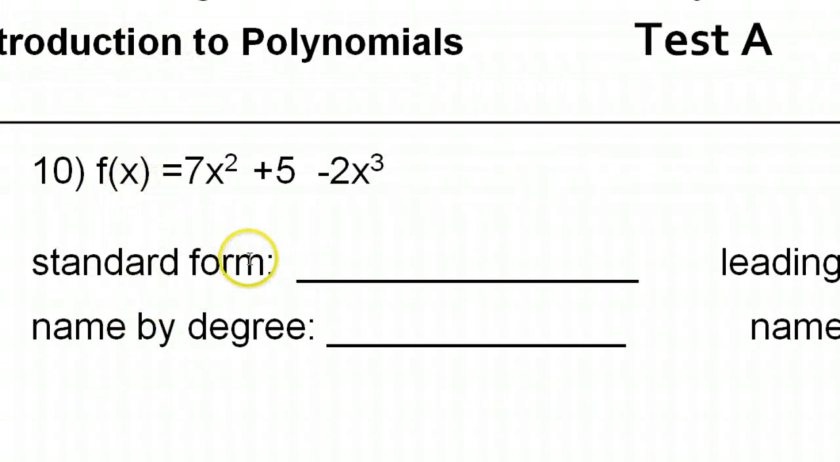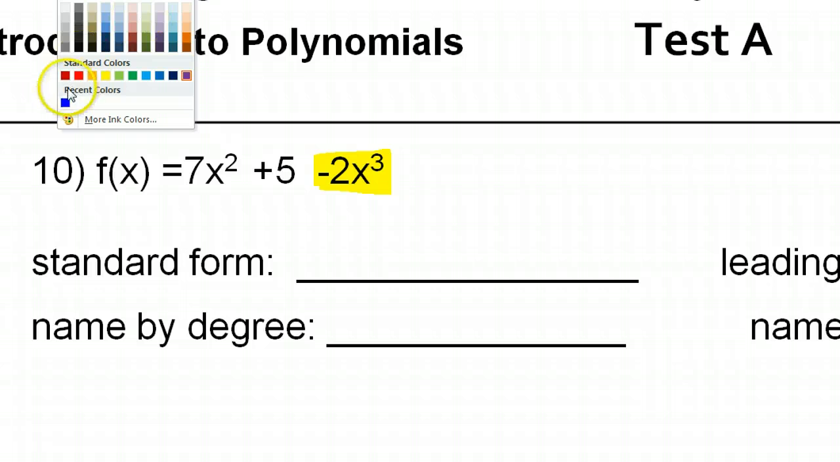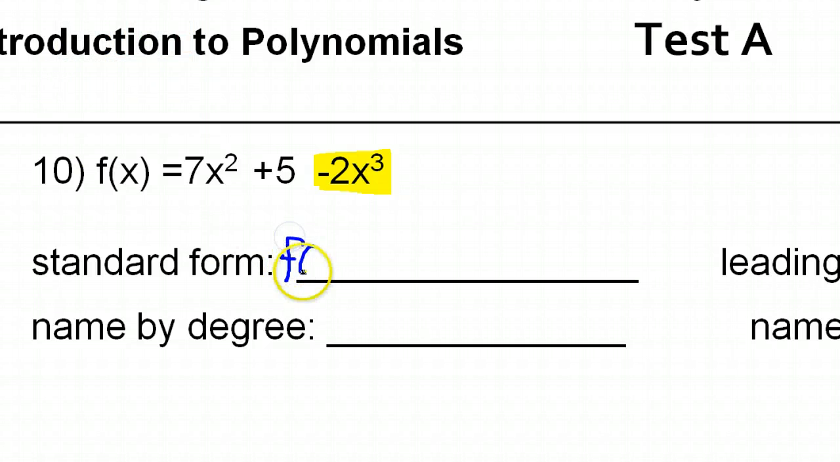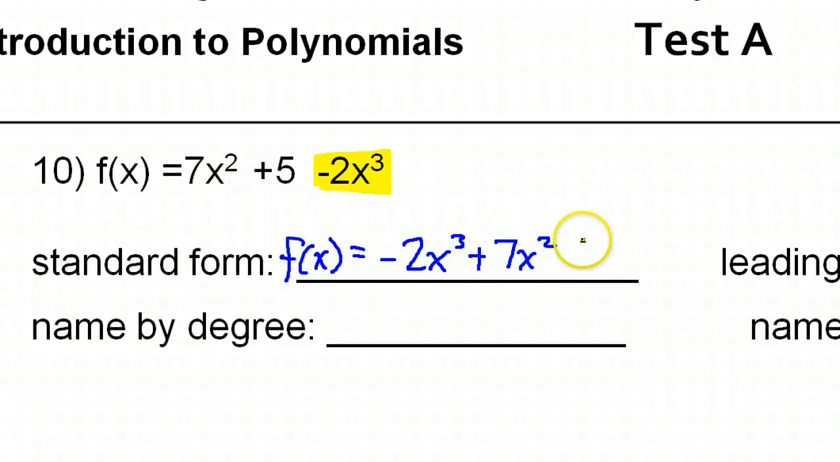Alright, so in problem number 10, first we are supposed to write this polynomial in standard form. In standard form, we need the higher degree terms to come first. So the highest degree term is this one, so that has to come first. The sign comes with it. So this should be f of x equals negative 2x to the third power. And then the positive, so plus 7x squared is the next higher degree. And then the constant comes last. So there's your standard form.